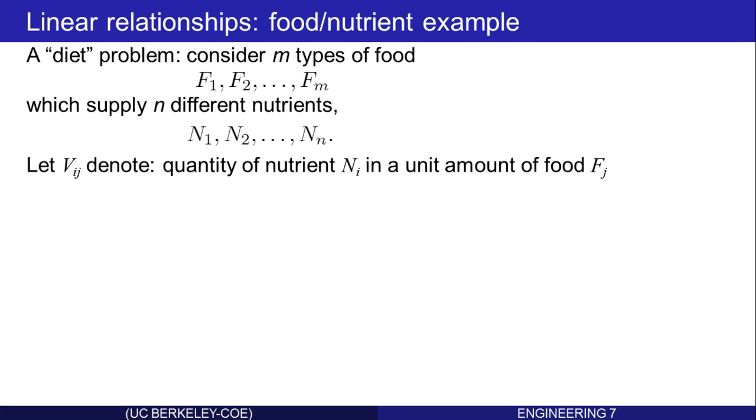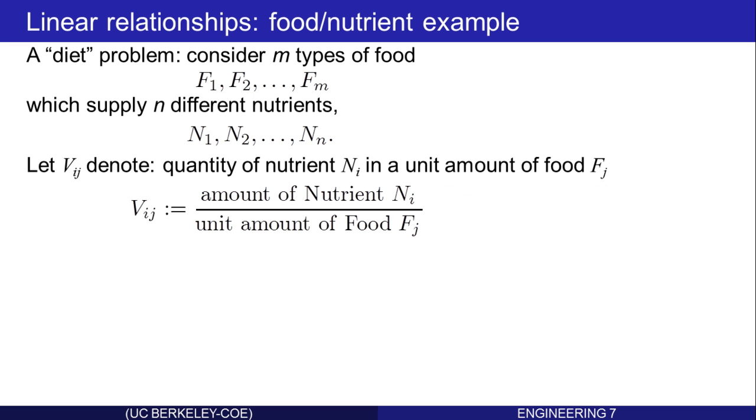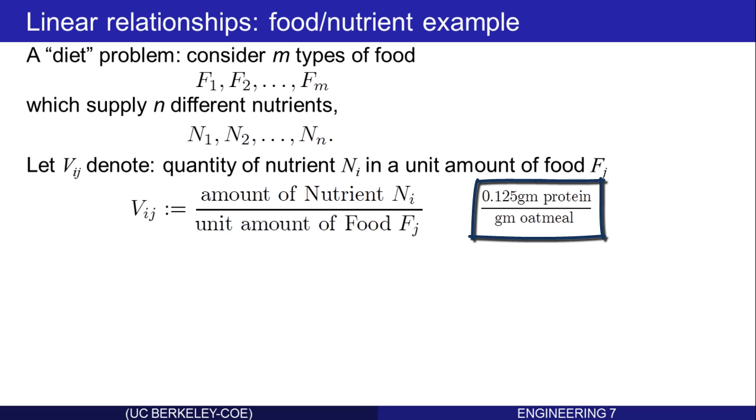Let Vij denote the quantity of nutrient Ni in a unit amount of food Fj. Written as a fraction, Vij is the amount of nutrient Ni per unit amount of food Fj. For instance, there might be 1/8 of a gram of protein in 1 gram of oatmeal.